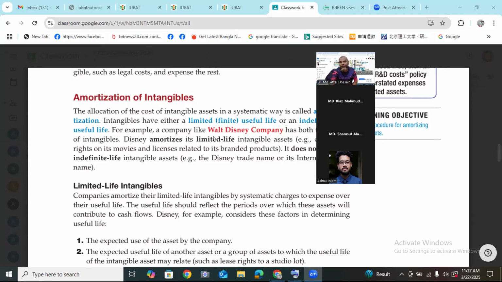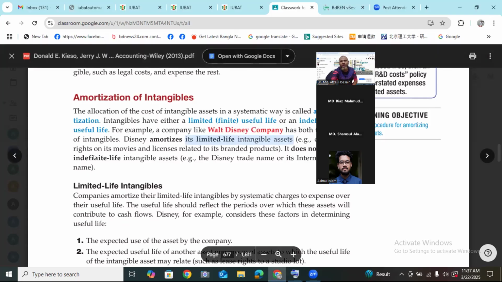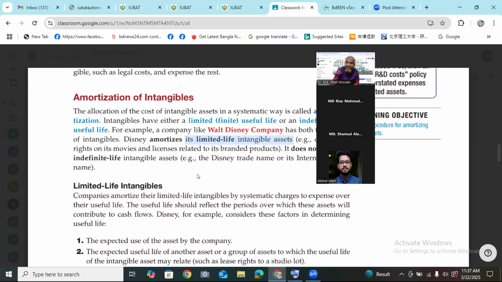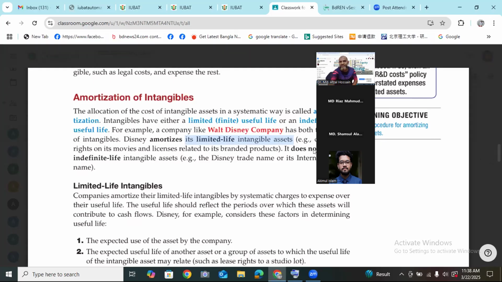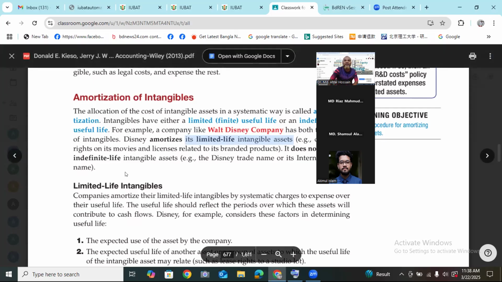So, for example, Disney company has both types of intangibles. Disney amortizes its limited life intangible assets, say, for example, copyrights on its movies and licenses related to branded products. So Disney has two types of intangibles. One is called limited useful life and another infinite useful life. Limited useful life, they amortize. It does not amortize infinite life intangible assets.